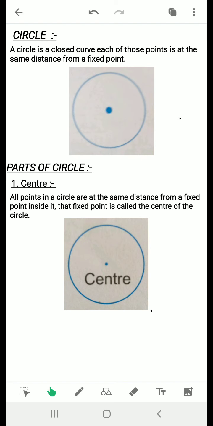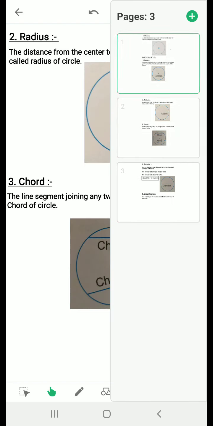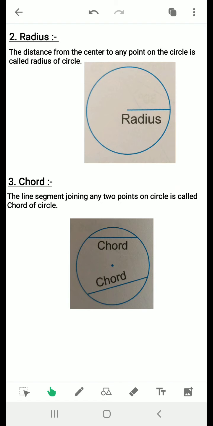Now there are a lot of parts of a circle. So what are the parts of a circle? The first one is center. All the points in a circle are at the same distance from a fixed point inside it. Whatever the points are there, all the points are at the same distance from a fixed point, and that fixed point is known as the center. That fixed point is called the center of the circle. Did you understand?